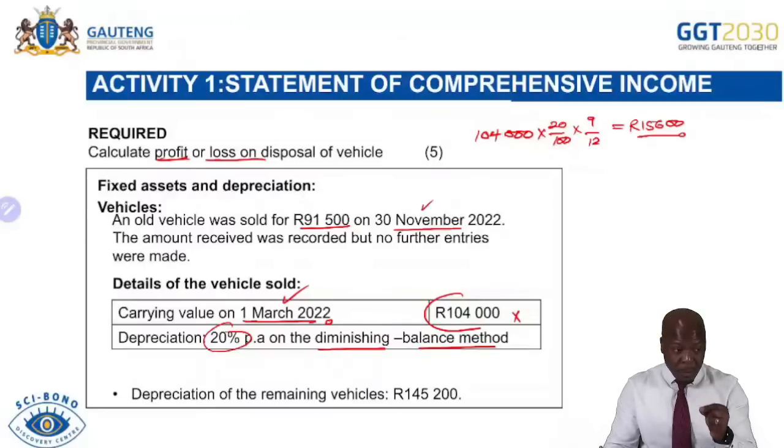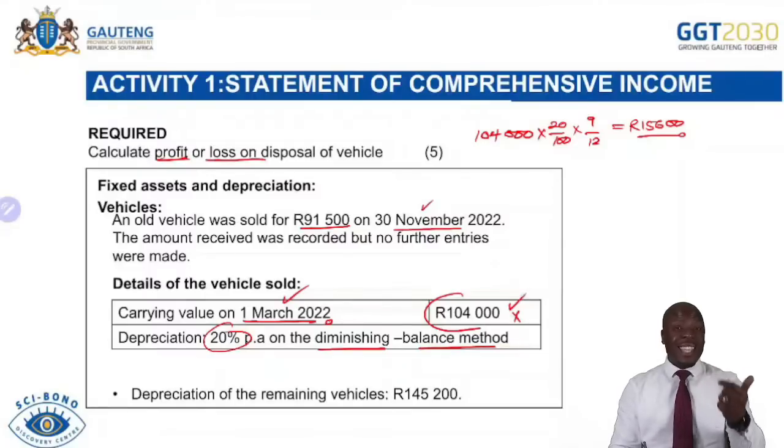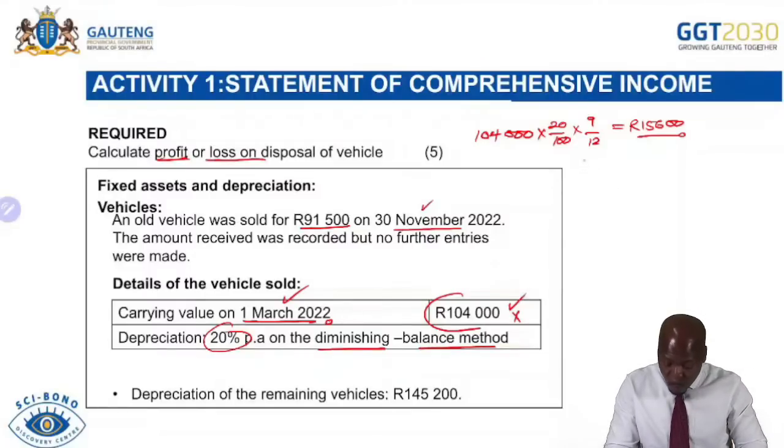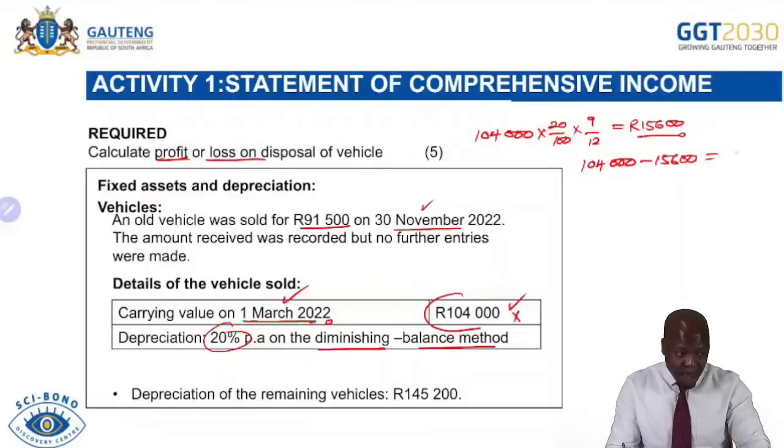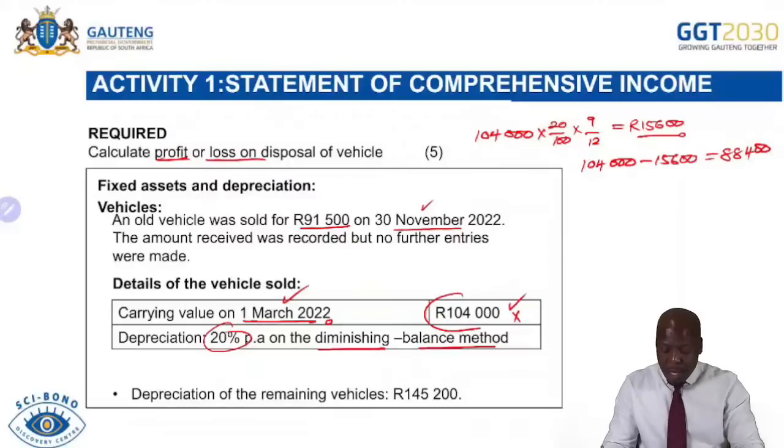So it has lost 15.6. If it has lost 15.6, yet at the beginning it had a carrying value of 104,000, what is its carrying value then? So we'll now say 104,000 minus 15,600. And this will give us the new carrying value, which is 88,400. So this asset, on the date of sale, has a carrying value of 88,400.